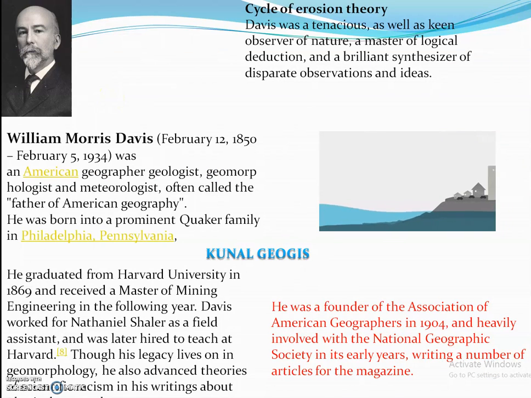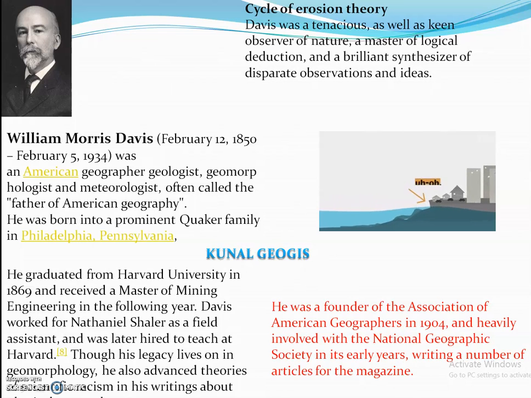Next one is William Morris Davis. He was born in 1850. William Morris Davis was an American geographer, geologist, and geomorphologist. William Morris Davis is often considered the father of American geography.